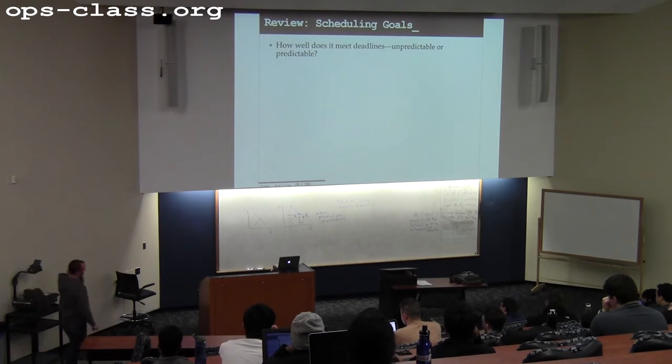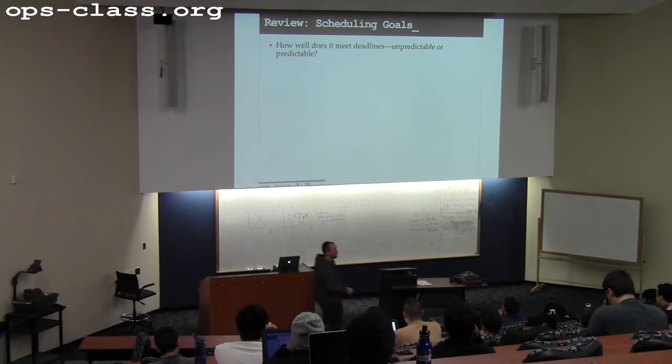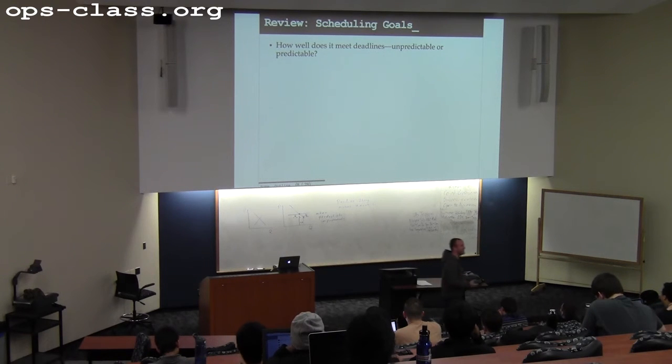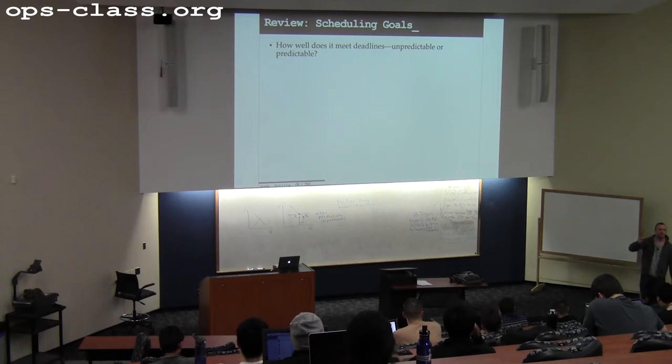Okay, so then we talked about some ways to evaluate schedulers. One way to evaluate schedulers is to say, is it capable of meeting these deadlines? So when the input event comes in, the timer starts. And if it doesn't finish some long series of actions before a particular period of time, you start to feel like the machine is laggy.